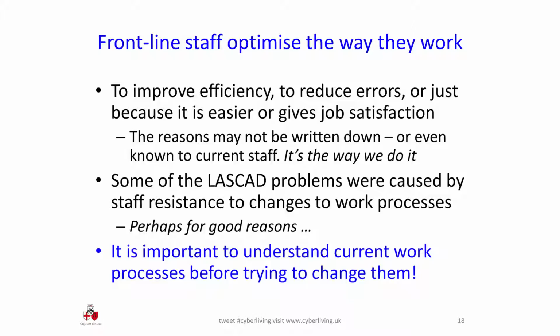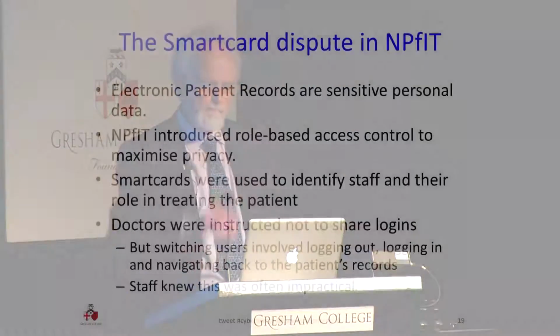Frontline staff are good at optimizing the way they work. Sometimes they do it for the wrong reasons. They do it because it's easy for them rather than because it makes the business operate more effectively. But gradually it becomes part of the culture. And some of the problems in the ambulance service computer-aided dispatch system were caused by staff resistance to work processes. And if you're going to change the way people work, it's very important to understand how people work at the moment and to make sure that the new way of working is practical.